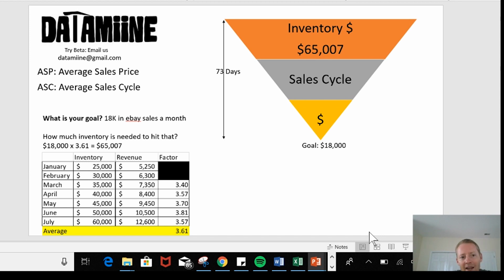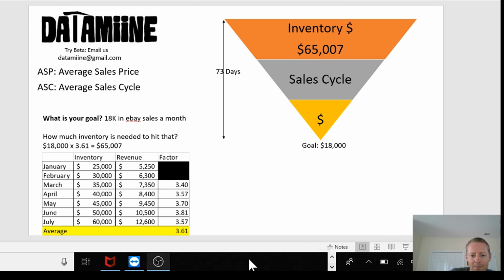I want to break down in DATAMiine how you can look at that month over month and get a better idea of what to expect for fourth quarter. Because let's face it, the time to be thinking about fourth quarter is not in October, it's now. And then also how long it takes you to normally sell a product. So let's go into DATAMiine's UI real quick and look at some important numbers.